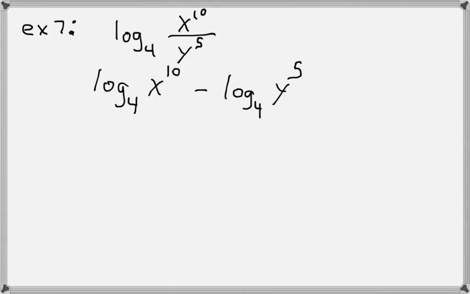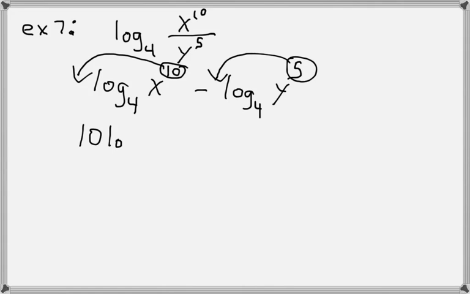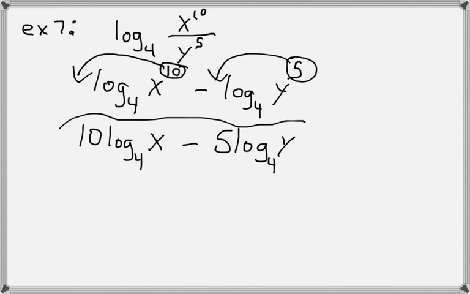Now we look at this and should notice that these exponents represent the power property, so we can go ahead and move them out in front of the log based off of the power property. So we have a 10 times the log base 4 of x, and then minus the 5 times the log base 4 of y. And there's nothing else we can do based off our properties, so we can go ahead and circle that as our final answer.